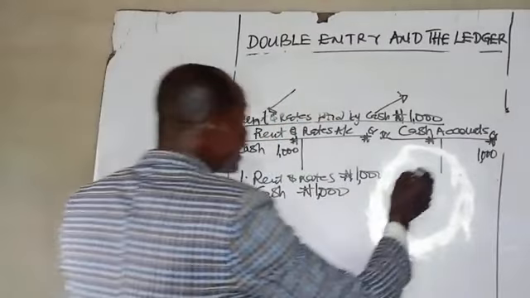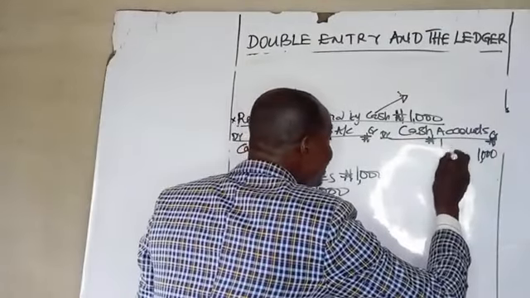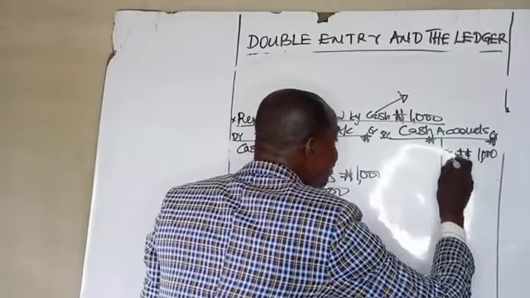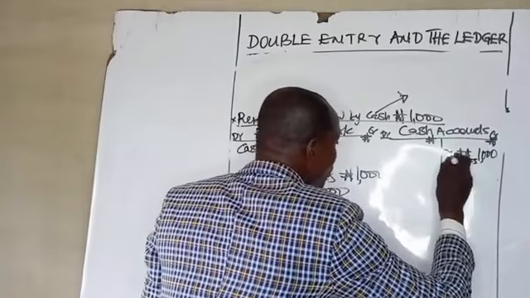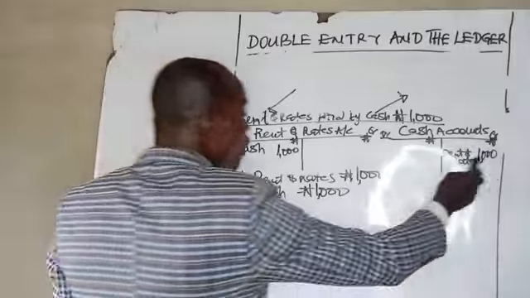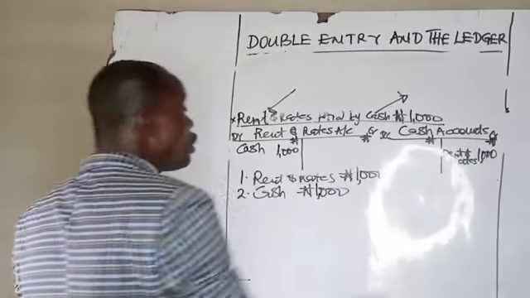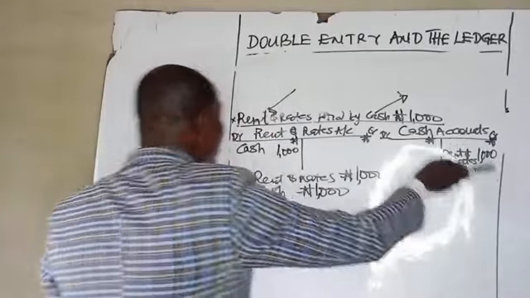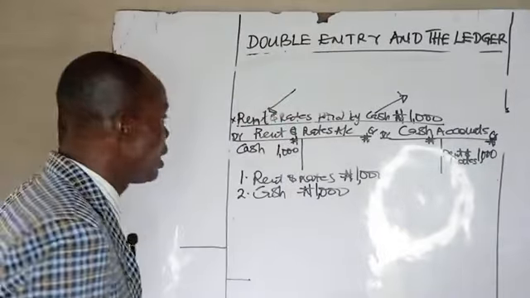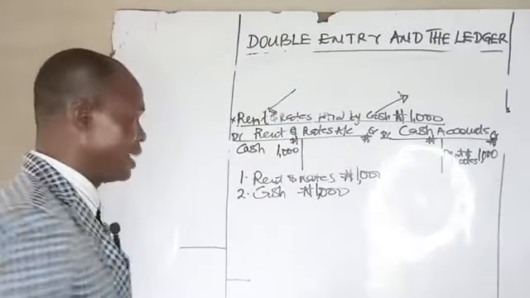Then in your cash account, you also put rent and rates account. Somebody who sees rent and rates of 1,000 at the credit side of the cash account, we know that the debit entry is in the rent and rates account. Please bear this in mind.